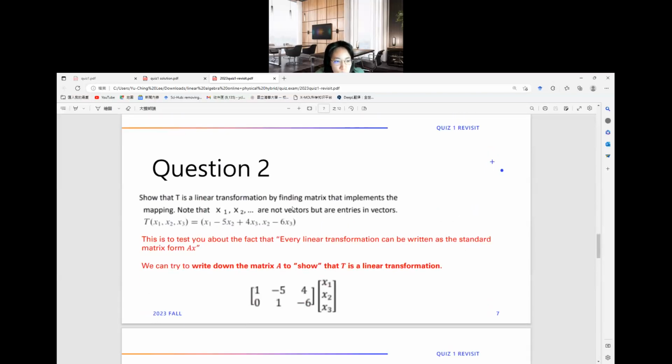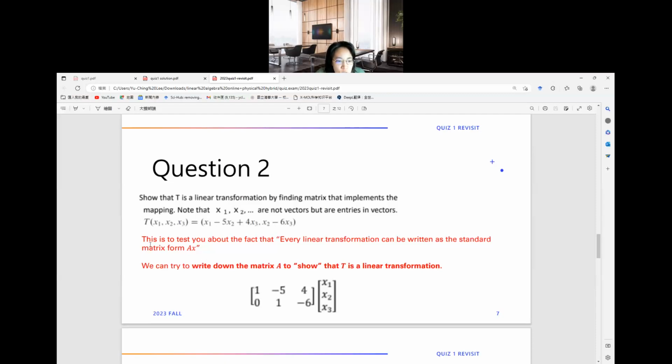And question 2. We're going to show that a T function is a linear transformation. And T function with input x1, x2, x3 is written as the output being a two-dimensional vector. The first dimension is x1 minus 5x2 plus 4x3. And the second dimension is x2 minus 6 times x3.